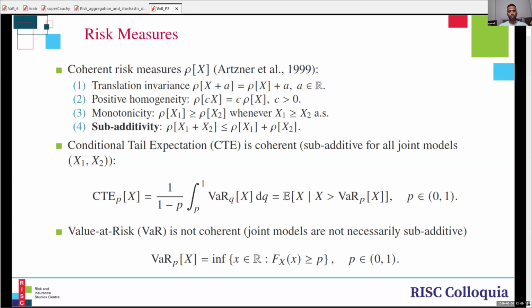Now, if your risk measure satisfies all of those four, then you call it coherent. There are examples in the literature of coherent risk measures, and the most famous one is the conditional tail expectation.